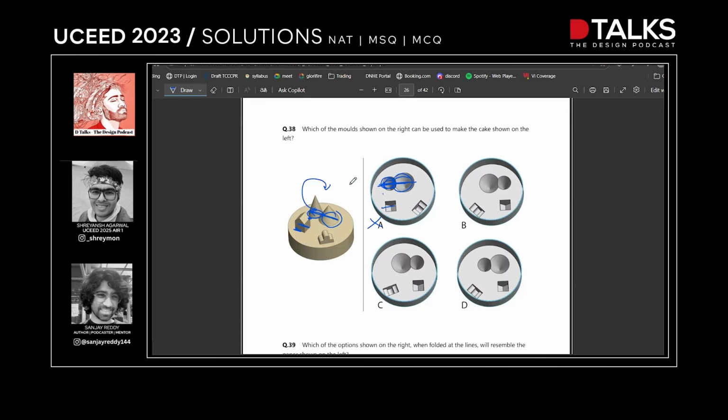Then for option C, this is made upside down. Actually, option A's orientation was wrong because this was on the wrong side. When you flip it over, the long cone will come on the right. So it has to be like this only, right? So option A is anyways wrong.